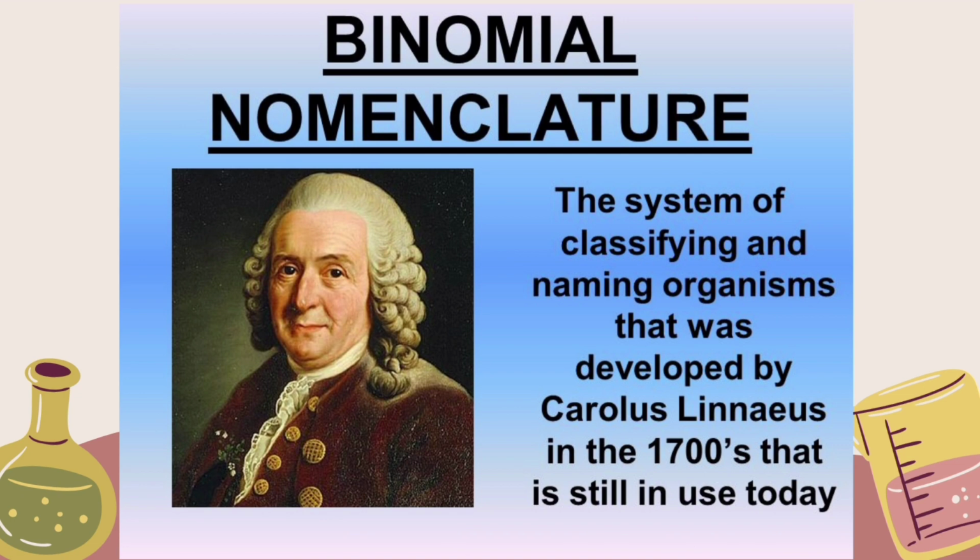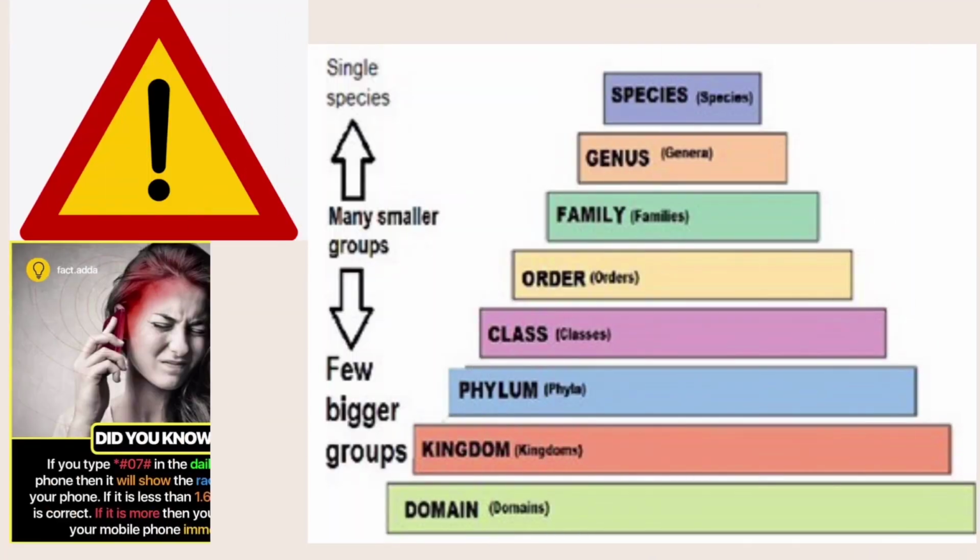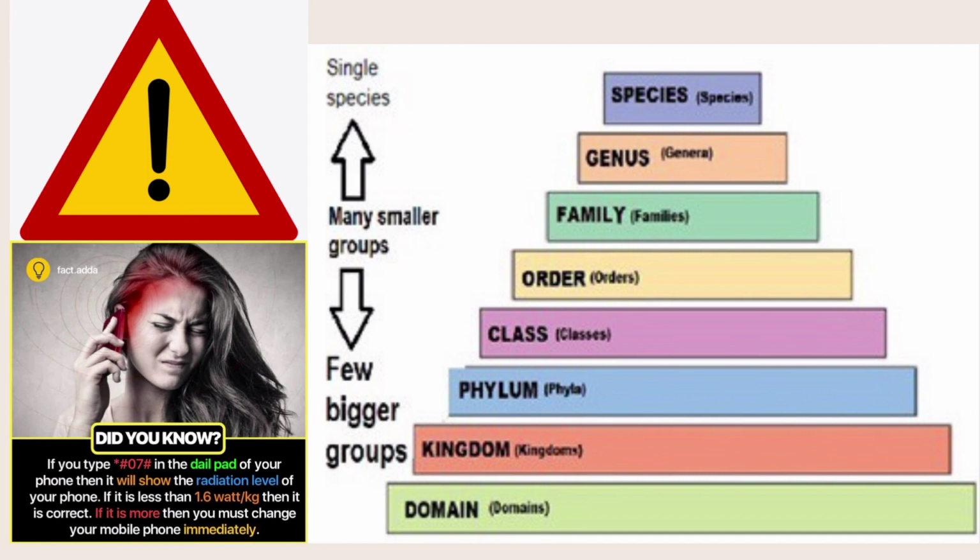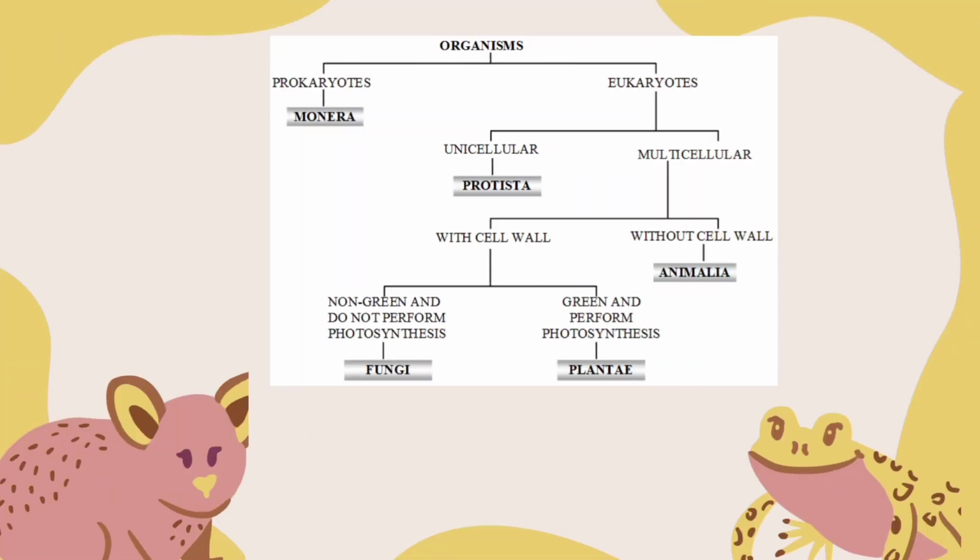Binomial nomenclature is a system of classifying and naming organisms that was developed by Carolus Linnaeus in the year 1700. The word bi means two, and nomenclature means name. Binomial nomenclature means two naming. Now remember, in our previous class, we talked about the domain, the kingdom, up to the species. In binomial nomenclature, the last two, the genus and the species, are of importance because they combine to give the binomial nomenclature of an organism. So take note of that.